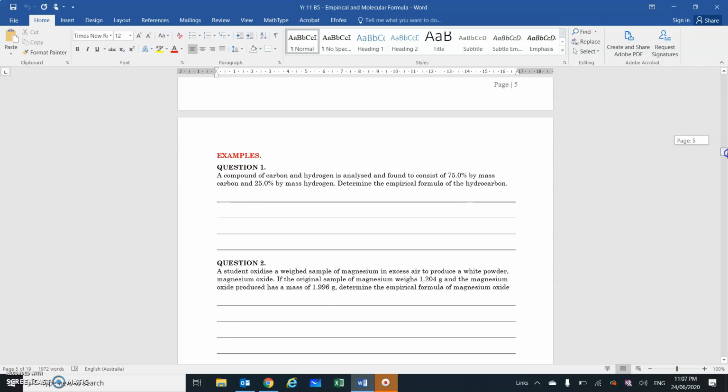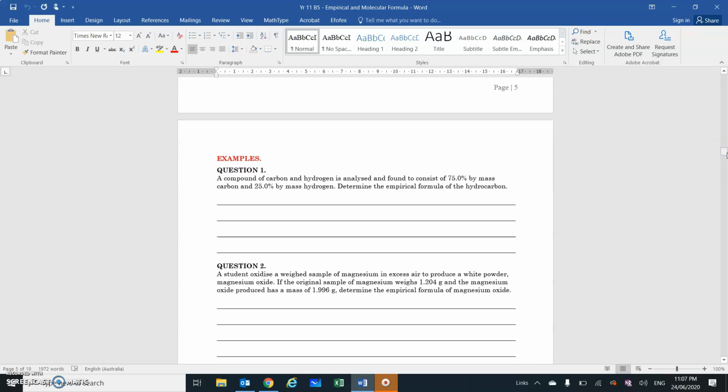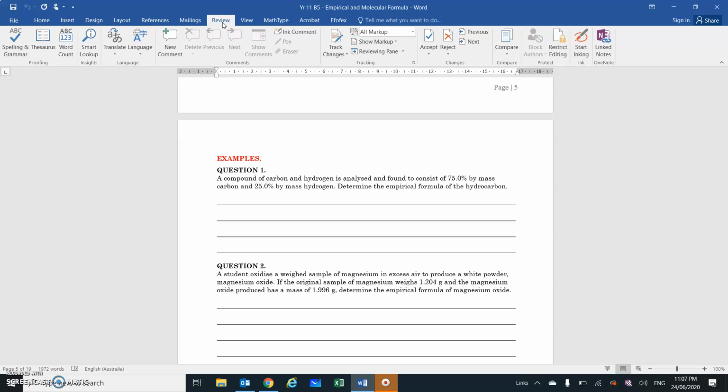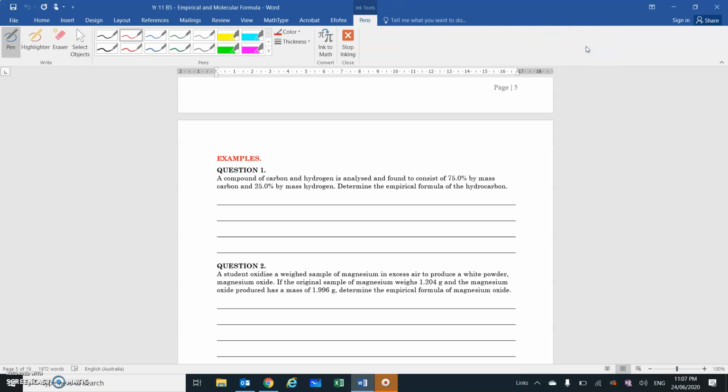You can have a read of page 5. I'm going to do the examples. I want to do the first 2 examples on page 6. Okay, so the first question says a compound of hydrogen and carbon is analyzed and consists of 75% mass of carbon and 25% mass of hydrogen. So, determine the empirical formula of the hydrocarbon.